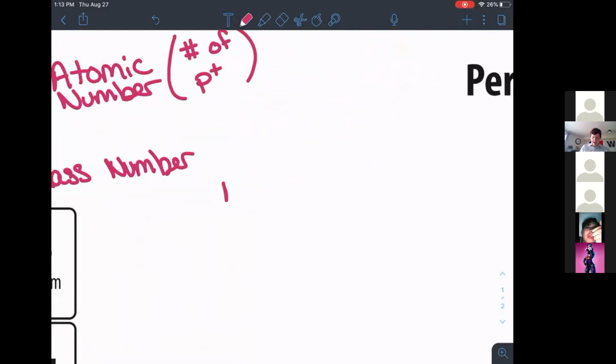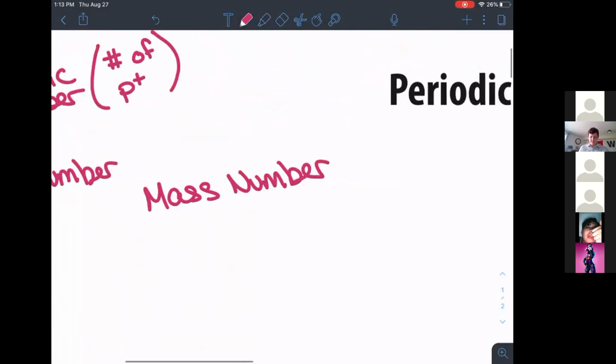And can you guys tell me, how do we find our mass number? What two things do we add together again? Which two subatomic particles do we add together to find our mass number?